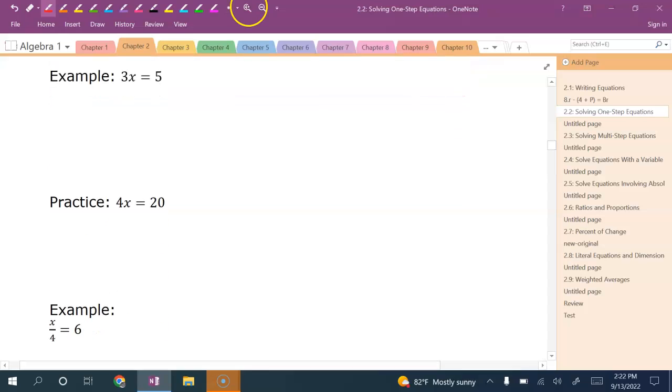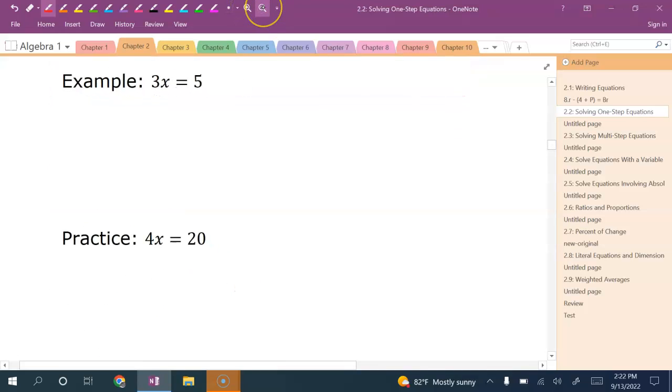So these first two, I'll do this first example, and you guys will do the practice problem here. To solve for something like this, 3x equals 5. 3 is being multiplied to the x right now. The opposite of multiplication would be to divide. So to get rid of that 3 in front of the x, we need to divide both sides by 3. And so we're going to get x equals 5/3. So you go ahead and try the practice problem.